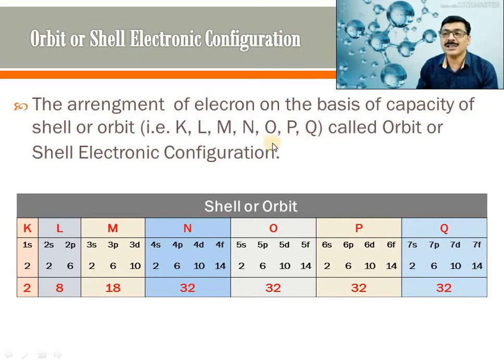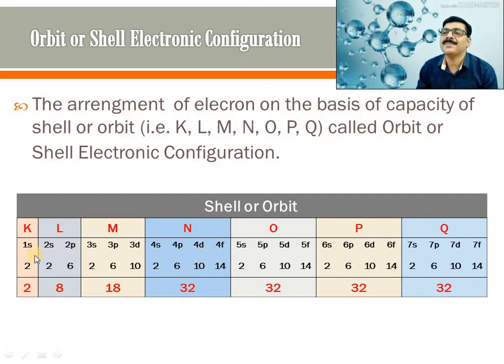The arrangement of electrons on the basis of the capacity of shells is called shell electronic configuration or orbit electronic configuration, and it is mentioned in numbers, that is 2, 8, 18, 32. In this manner we can mention the shell electronic configuration. For this you have to know the capacity of the shell and which orbitals are present in this shell.